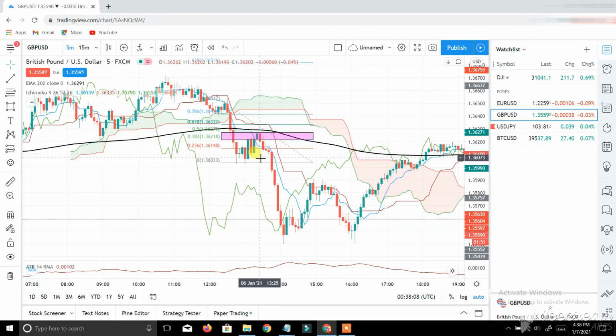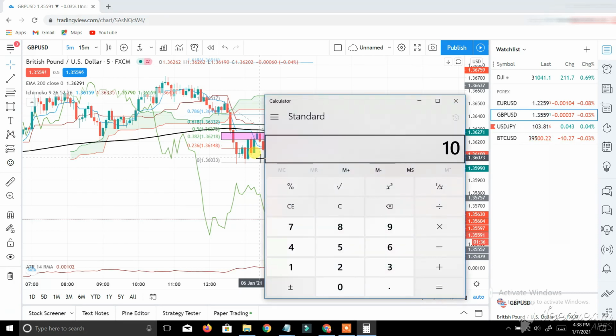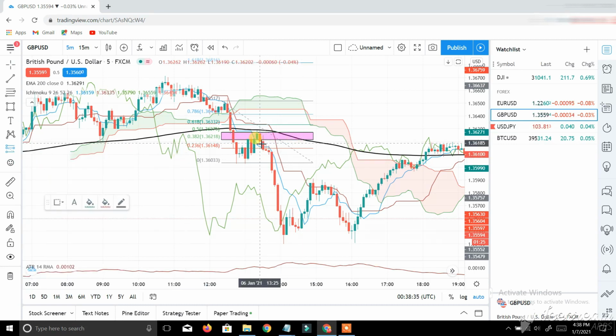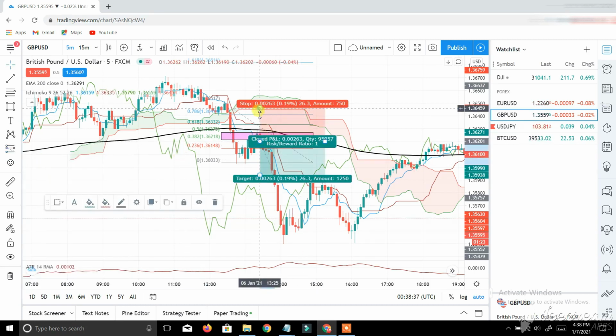So what is the ATR value? The ATR value for this pair is 102. The first trade we took was on the Dow Jones, the US 30. The second trade is on the GU, the GBP USD, the British Pound USD. So 102 times 1.5 will be 153. So for a sell on the engulfing candlestick, a 153 pip stop.